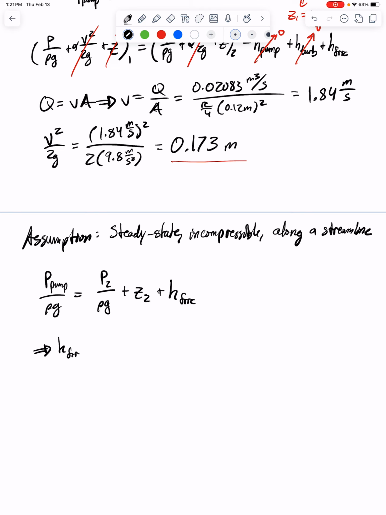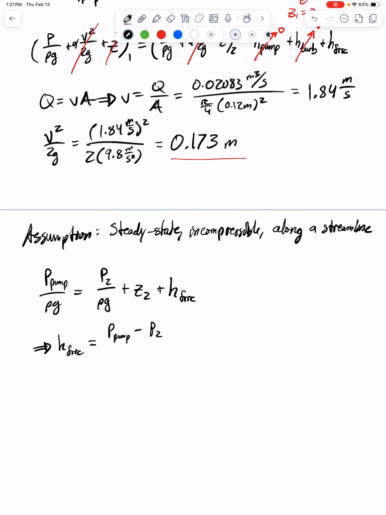So H friction is equal to P pump minus P2 divided by rho g, plus Z2. Sorry, minus Z2. Okay, so now I'm plugging in these values to get an answer.